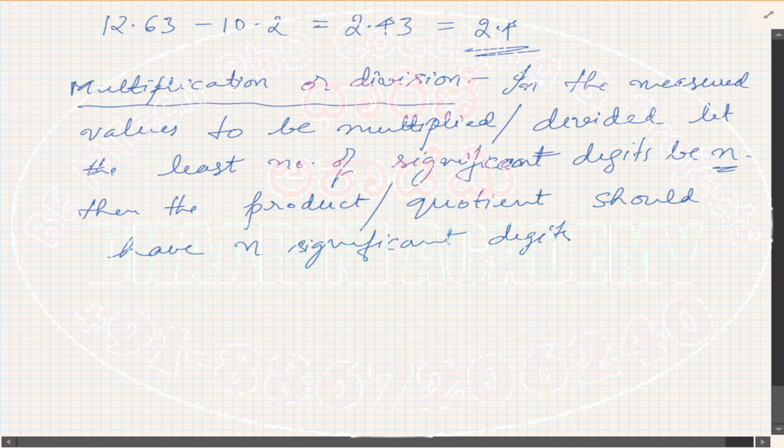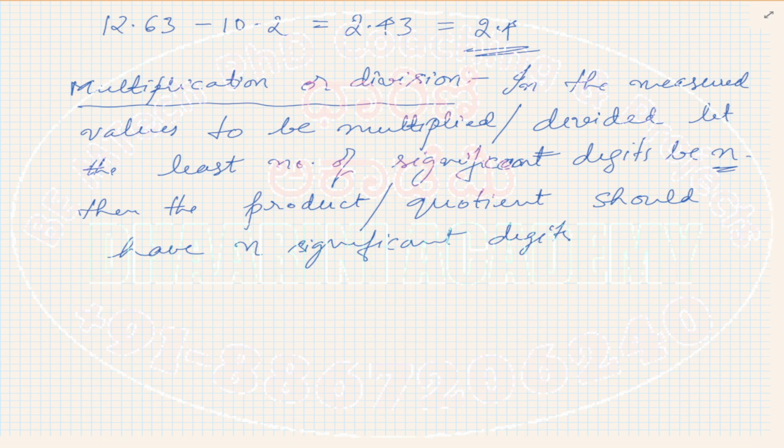We were looking at the rounding of a digit corresponding to the significant figures, and the concept was multiplication and division. So it says that in the measured values to be multiplied or divided, we have to keep the least number of significant digits as n. First we have to find out n. Then the product or quotient should have the same number of significant digits.